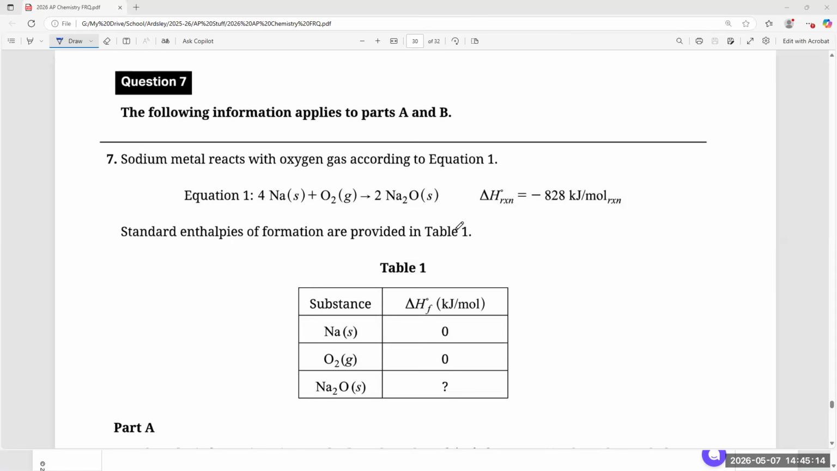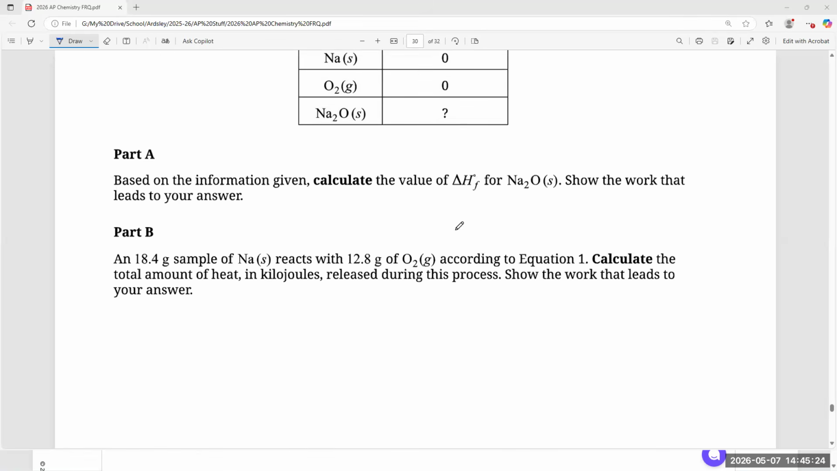Let's get started. Sodium metal reacts with oxygen gas according to equation 1. Standard enthalpies of formation are provided in table 1. Part A. Based on the information given, calculate the value of delta H f for sodium oxide. Show the work that leads to your answer.